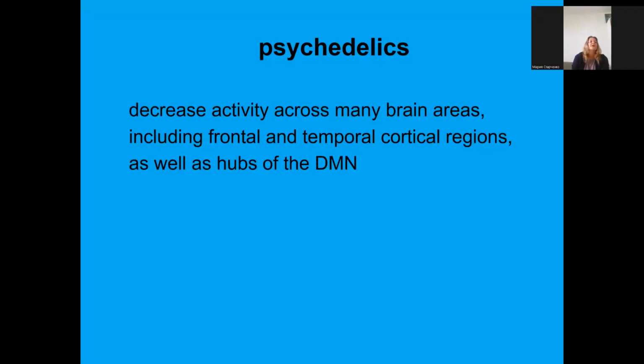Recent fMRI, psilocybin, and ayahuasca studies found significant reductions, decreases in activity, across many brain areas, including prefrontal and temporal cortical regions, as well as hubs of the DMN. fMRI studies also reveal alteration of resting state functional connectivity in key nodes of the DMN after administration of psilocybin, ayahuasca, and LSD. Researchers found increased integration, functional connectivity between cortical regions under ayahuasca, psilocybin, and LSD. Also, psychedelics have been shown to decrease activity in the prefrontal cortex.